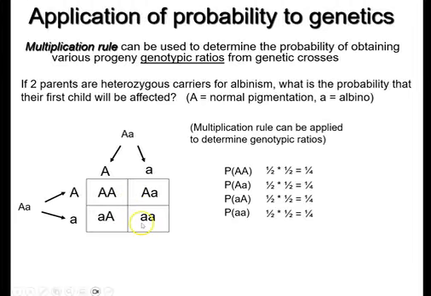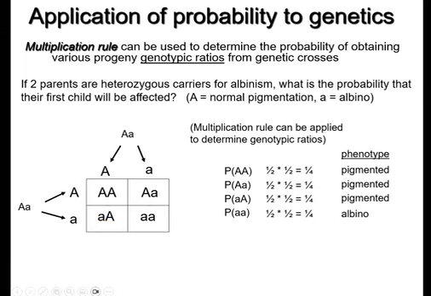And we did that with the Punnett square. And we also knew that you had a 3 out of 4 chance of not being albino. Well, why is that? Because if I'm looking at phenotype, this person has normal pigmentation, this person normal pigmentation, this person normal pigmentation, this person was albino.